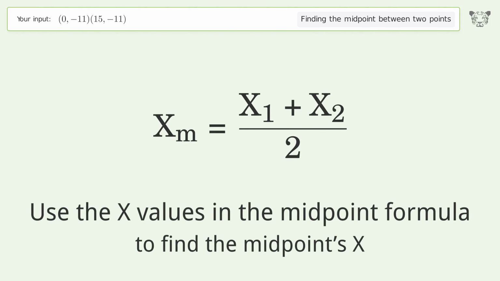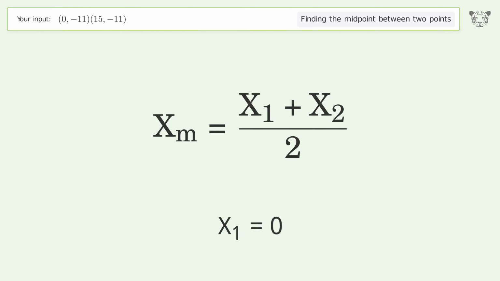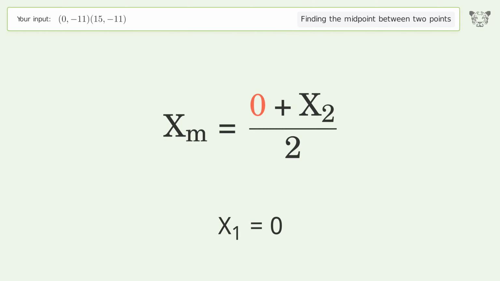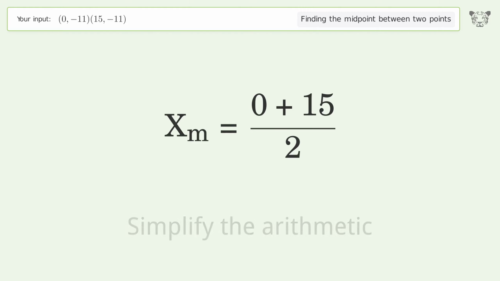Use the x values in the midpoint formula to find the midpoint's x. x1 equals 0. x2 equals 15. Simplify the arithmetic.